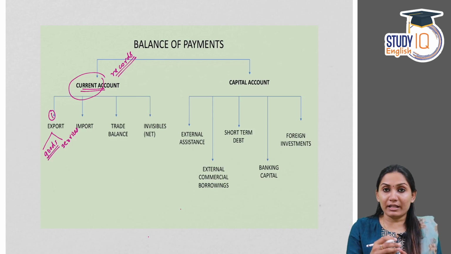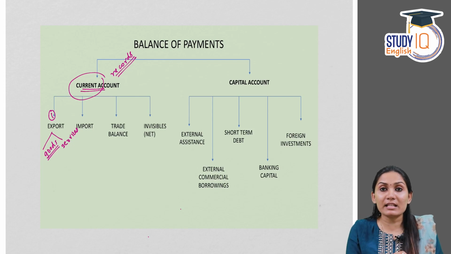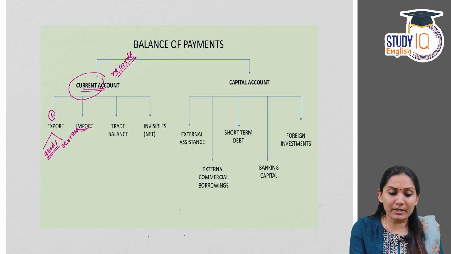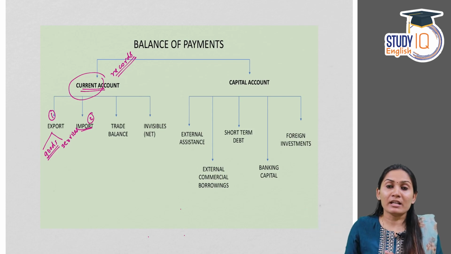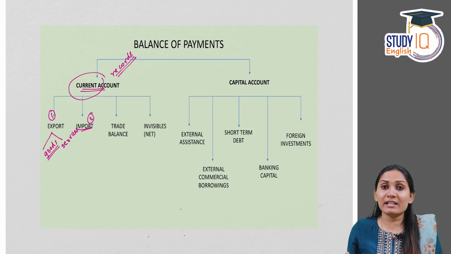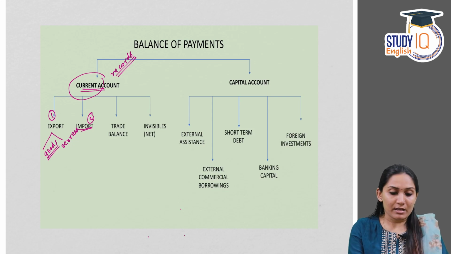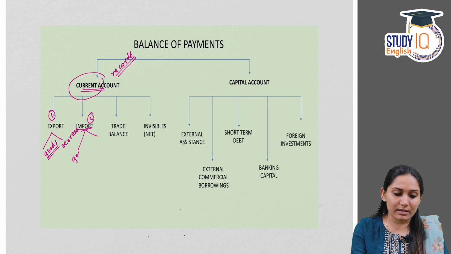Exports are selling goods from one country, that is the domestic territory or the resident country, to the rest of the world. Now next component is imports, that is the goods that are brought from rest of the world into the domestic country. It can be either goods or merchandise, or it can also be services. So again, imports can be goods and services.